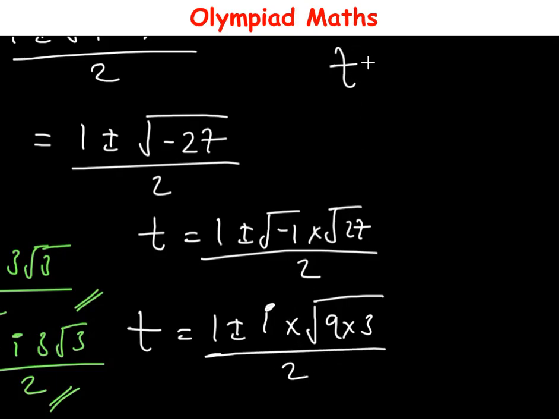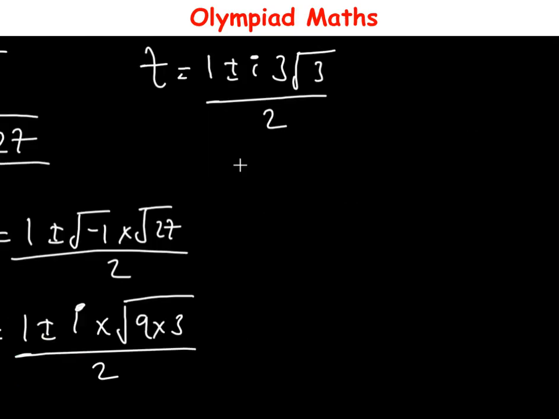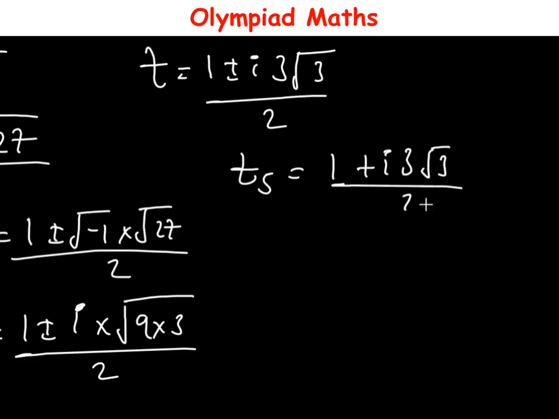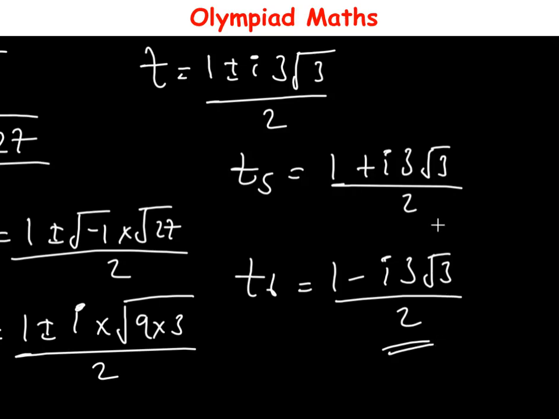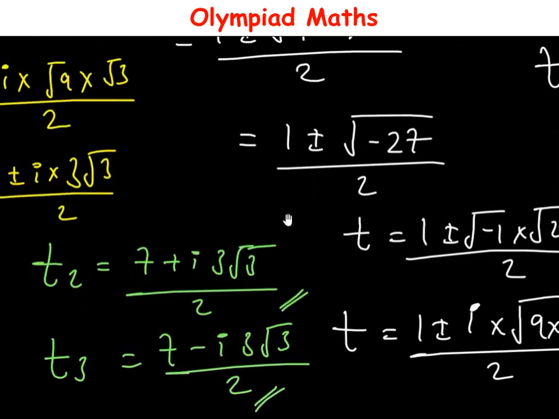So with this, t is equal to 1 plus or minus i, root 9 is 3, times root 3, all over 2. So from here, the value of t5 is equal to 1 plus i times 3 root 3 over 2, while the value of t6 is equal to 1 minus i times 3 root 3 all over 2. And with this, we've gotten the solutions for t. We have 4 complex solutions for t, and we have 2 real solutions for the value of t.